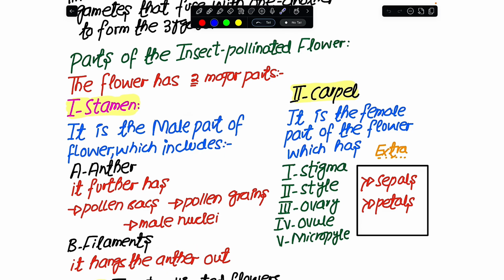On the other hand, the female part, which overall we refer to as the carpel, has the stigma, then the style, then the ovary. In the ovary we would have multiple ovules, and we will see in a while that there is another opening leading to the ovule having the female nuclei in it, and that would be the micropyle. The extra components that we see within the structure of the flower are the sepals, and we would also have the petals.